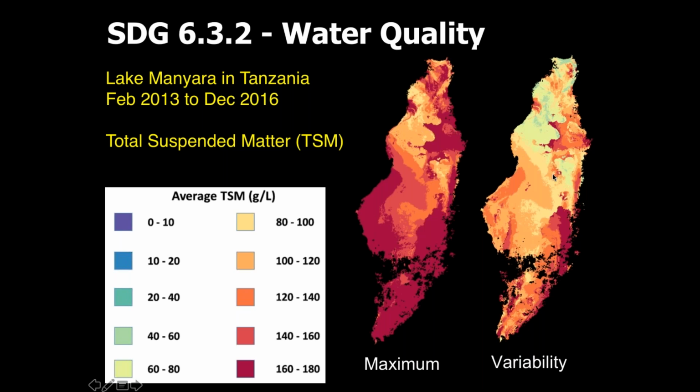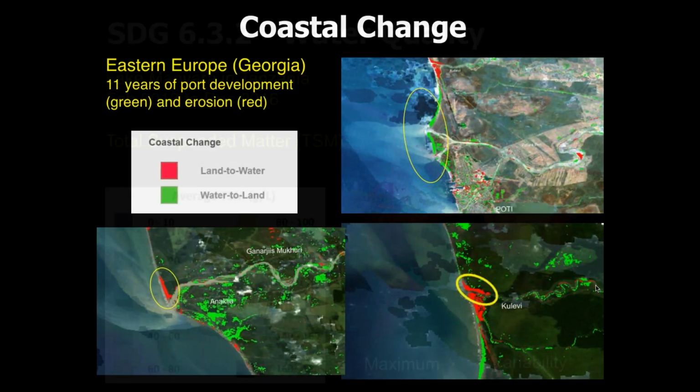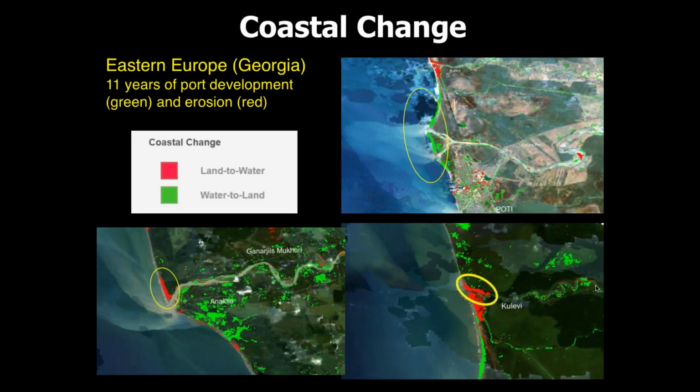So if you are going to monitor the water quality in this lake, images like this will give you an idea of where you might want to take samples and where you might want to pay attention to the water loads. So I'm going to move now into something called coastal change.